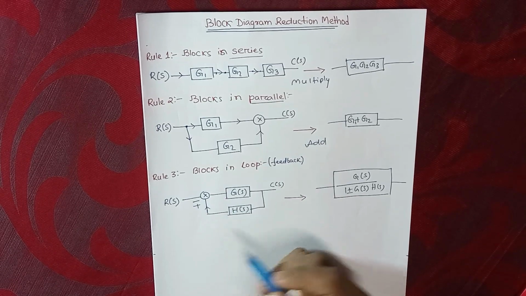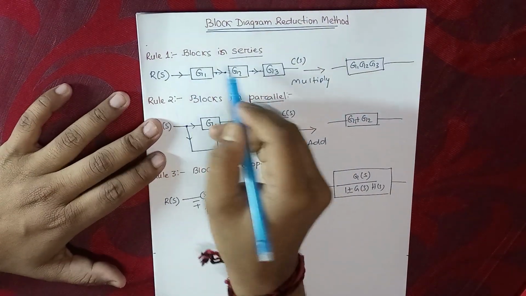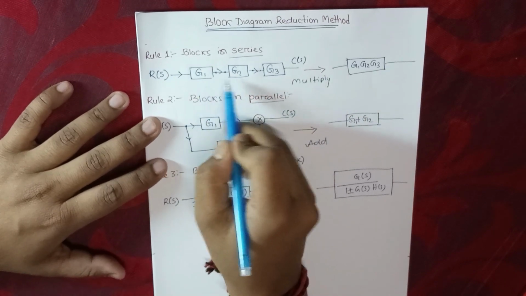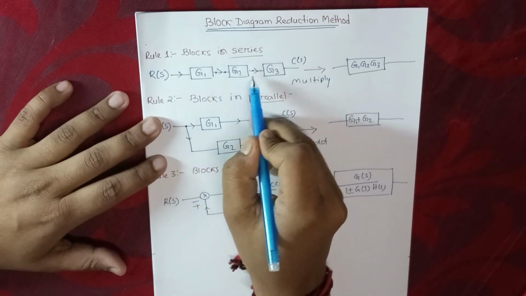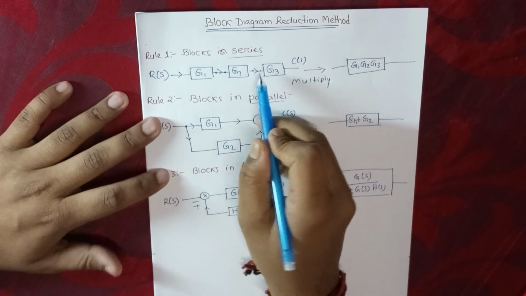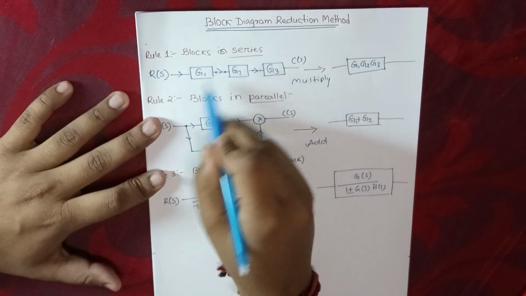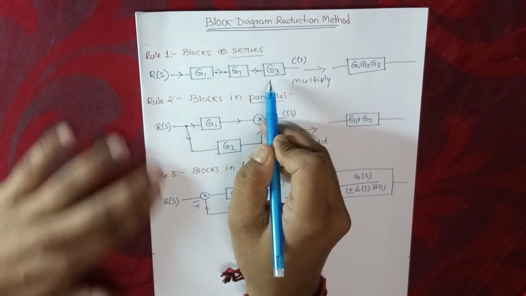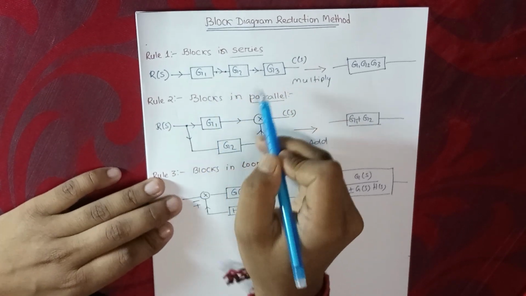First of all, we will see some rules and then we will move to problems. So the first rule is if the blocks are in series. How to decide the blocks are in series? If the output of one block is connected to the input of another, then the blocks are in series. Similarly, if the output of G2 is connected to the input of G3, these two are in series. If the blocks are in series, then for the overall gain, we need to multiply. So the overall gain is G1 into G2 into G3. Remember that if the blocks are in series, we need to multiply the individual gains.